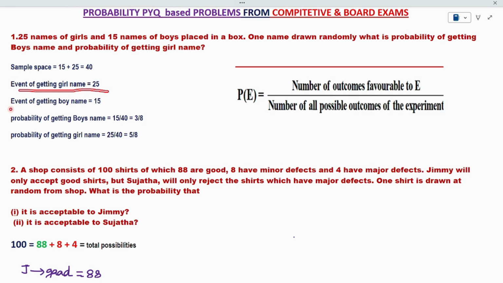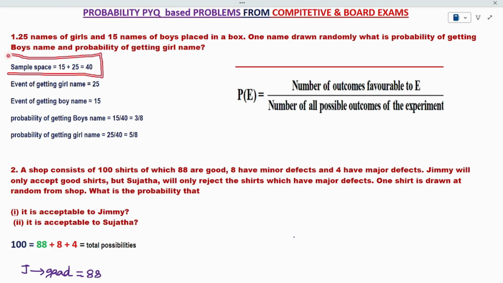As well as we need to find the event of getting a boy's name. In the same manner, I have 15 names of boys in that box. If I take out one name of a boy from the box at a time, how many times can I take out? 15 times. Why? Because I have only 15 names of boys in that box. So my event for getting a boy's name is 15.